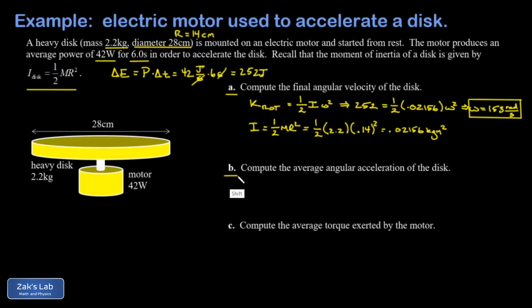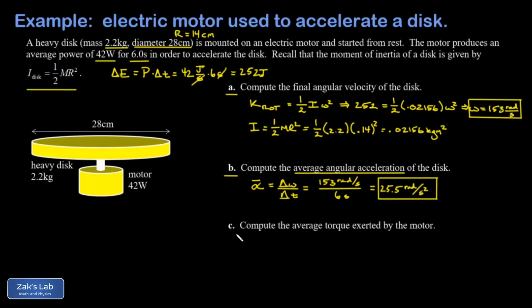Now in part B, we get into some of the angular kinematics that's going on with this disk. So I want to get the average angular acceleration. Well, that's just the change in angular velocity divided by the change in time. So delta omega over delta t. Because my initial angular velocity was 0, my change is 153 radians per second. The time for the acceleration process, again, was 6 seconds. And this gives me 25.5 radians per second squared.